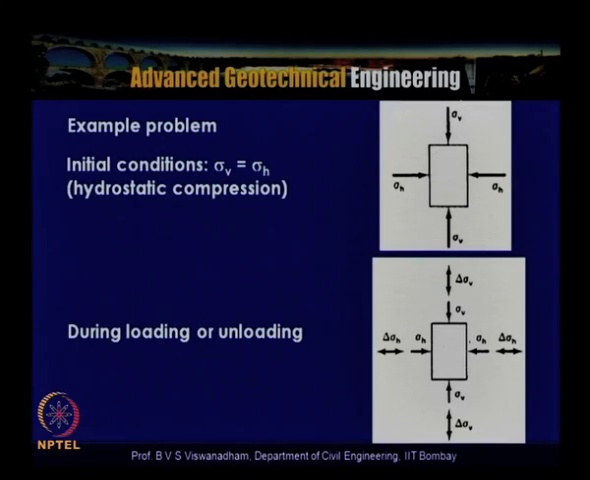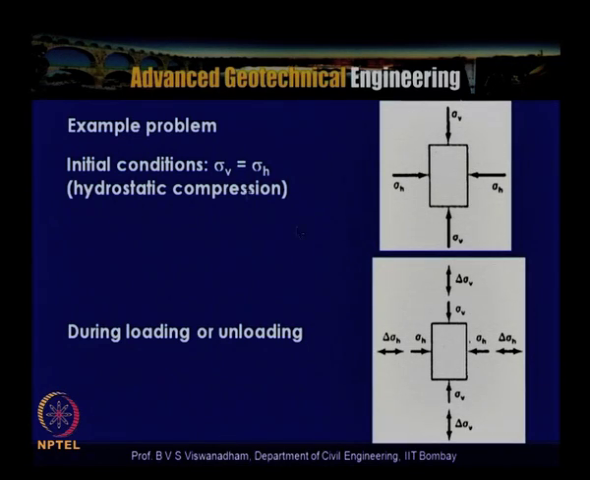Now let us take an example problem where the initial condition is hydrostatic, sigma V is equal to sigma H. You have a cylindrical sample where you have applied vertical stress and horizontal stress, that means the sample is confined within hydrostatic pressure in a pressurized system, and then it will be subjected to sigma V in the vertical direction and sigma H in the horizontal direction. With the hydrostatic condition, sigma V is equal to sigma H, and during loading or unloading, delta sigma V can increase, or delta sigma H can increase or decrease.